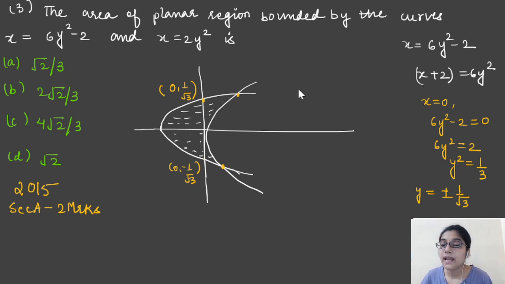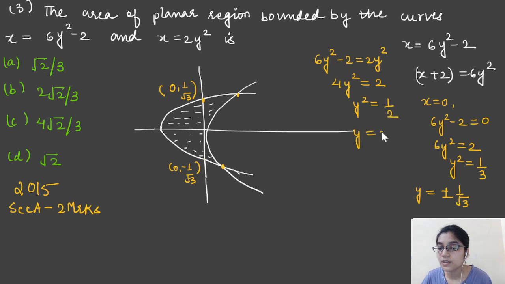Fine. Next, what I have to do, I have to find out the points of intersection. So 6y square minus 2 is equal to 2y square. What will I be getting? 4y square is equal to 2. It means y square is equal to 1 by 2. So we got y is equal to plus minus 1 by root 2. Fine.